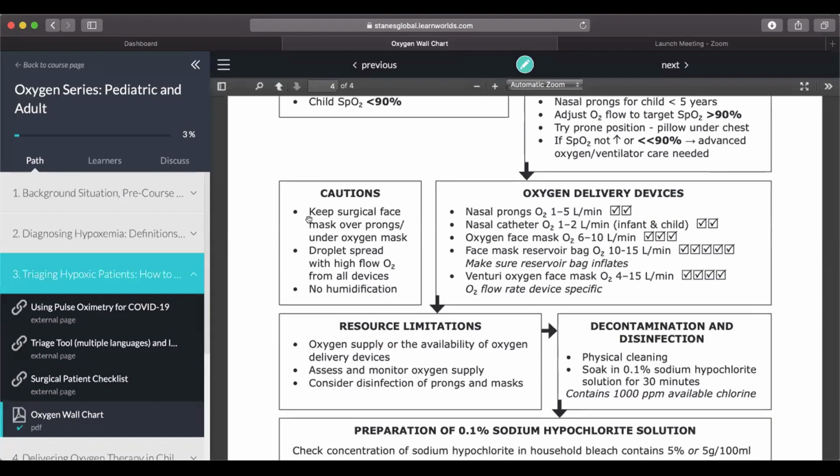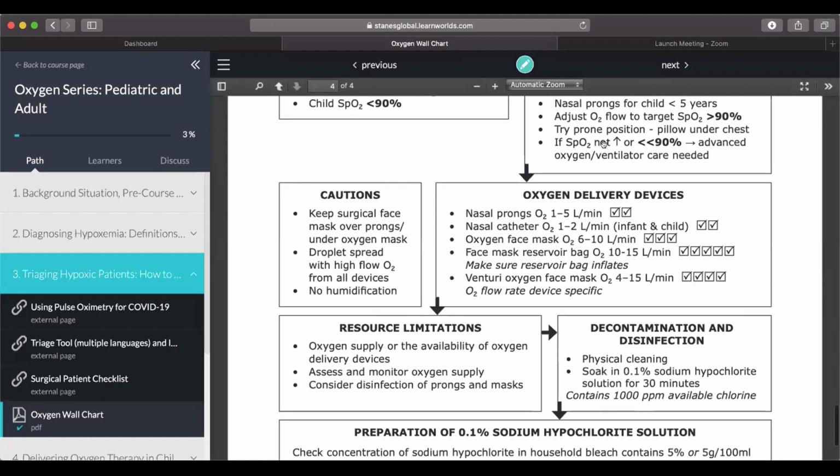You want to keep the surgical mask on over the prongs that the patient is wearing to prevent viral spread from the oxygen that's being delivered. You can still have droplet spread. If you're using a nasal cannula, you do not need humidification. At lower flows, you do not need humidification. So nasal prongs, the oxygen can be given at 1 to 5 liters per minute. Nasal catheter, which is used in infants and children, can be given at 1 to 2 liters per minute.